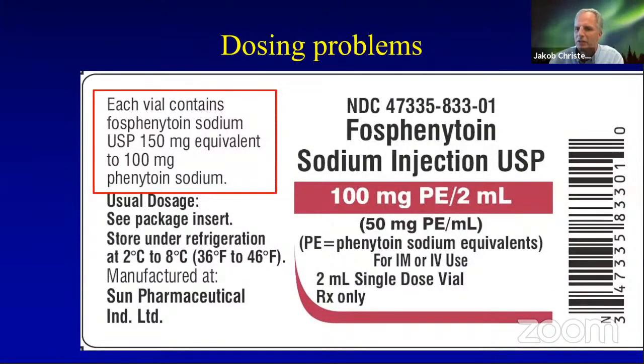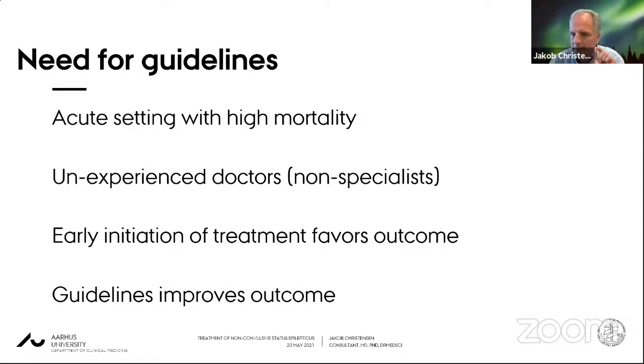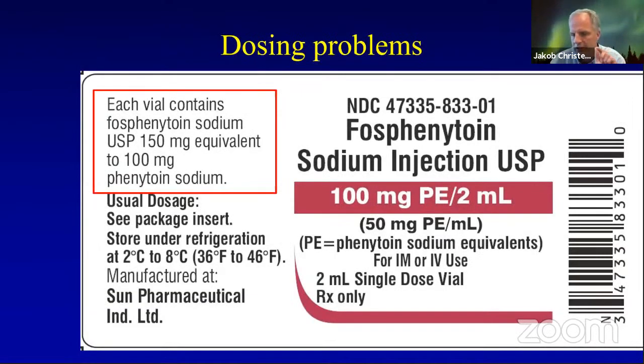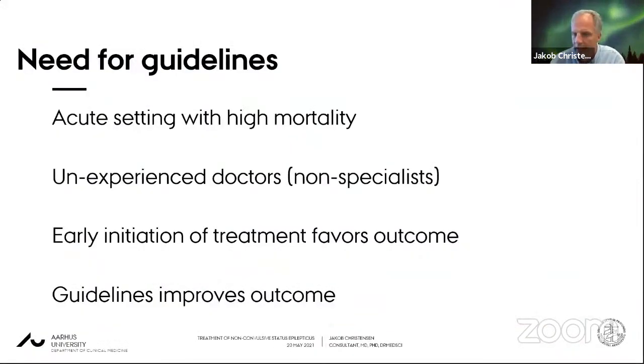However, the dosing is difficult here, because we talk about fosphenytoin equivalents, and 50 milligrams of fosphenytoin equivalents is different from the actual content of fosphenytoin. So this will always cause confusion, and I actually think I mixed it up also today. But it means that, again, we will need guidelines. We will need specific instructions for how to treat these patients. Make sure that your nurses are 100% sure of what dose you will give if you treat with phenytoin, because this is complicated to administer. So again, there's a need for guidelines. It cannot be said often enough.